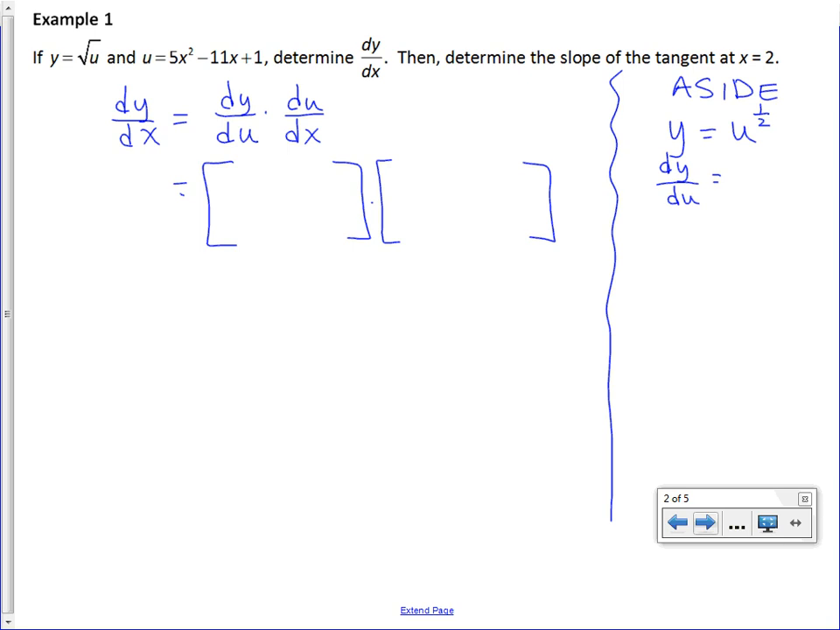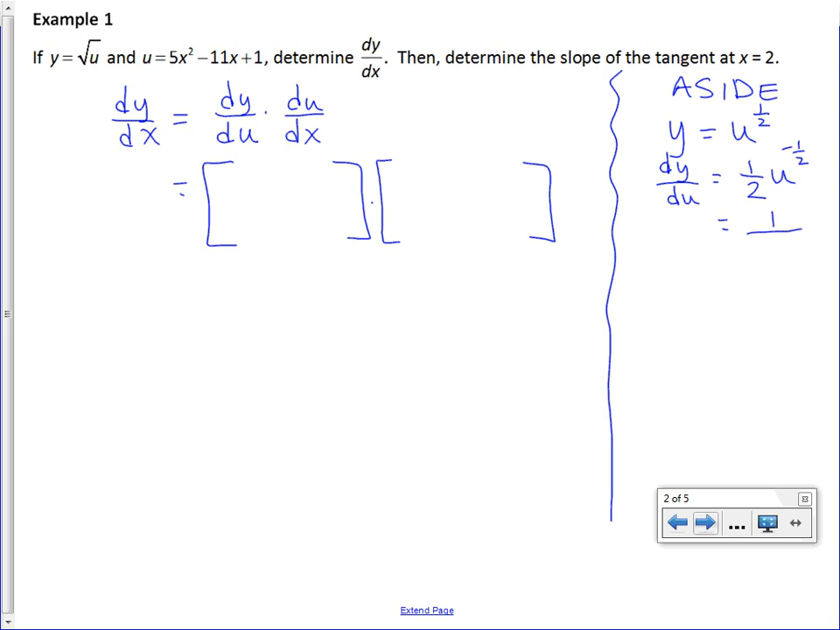What's the derivative of u to the half? Half times u to the negative half. The nice thing here is you don't have to worry about the inside because it's just a u, right? That's the nice thing about doing it like this. There's no inside to it. The inside is kept separate. We've separated it out, so I don't have to worry about it right now. So half u to the negative half.